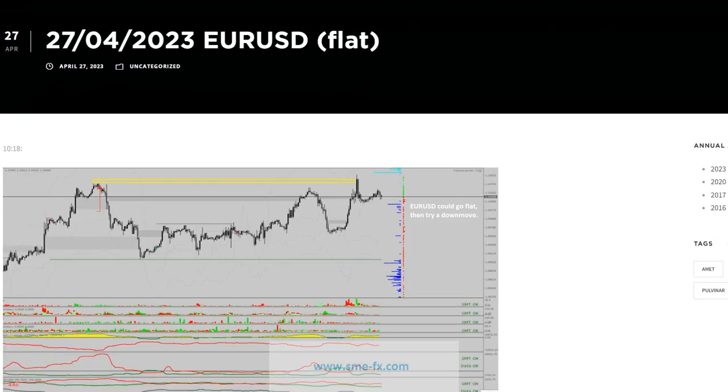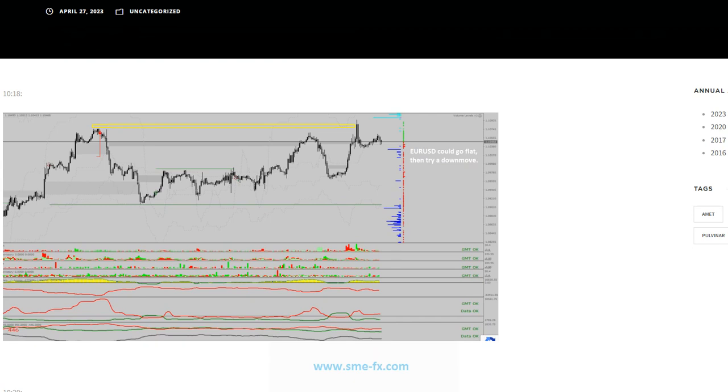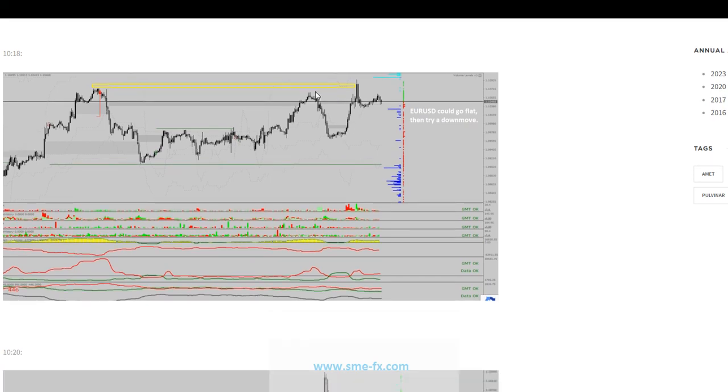But so 27th, okay, let's go through it. It came down as expected nicely, yeah? But then what happened is, again, shorties came in. So they retest the high and clear the high. This area here I've marked, yes? So I wrote euro dollar could go flat, then try a down move at 10.18, okay?